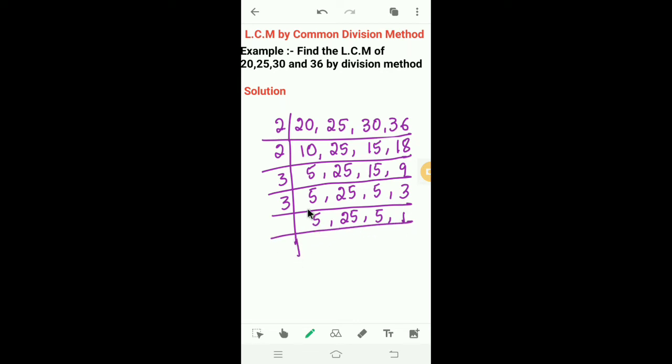Next we have to take prime number 5. 5 1s are 5. 5 5s are 25. 5 1s are 5. And write 1 as it is. Again we have to take prime number 5. Here we have to write 1 as it is. 5 1s are 5 and write 1 as it is. Write 1 as it is.